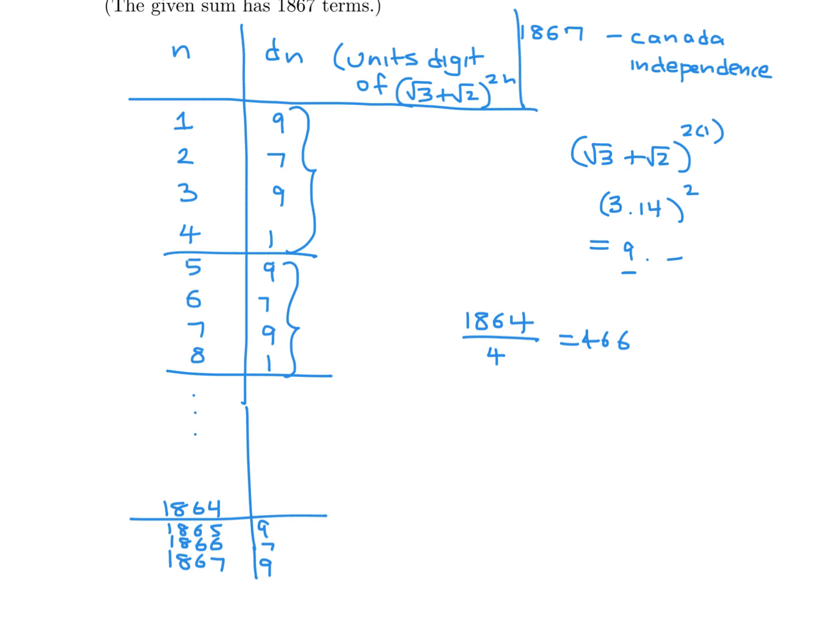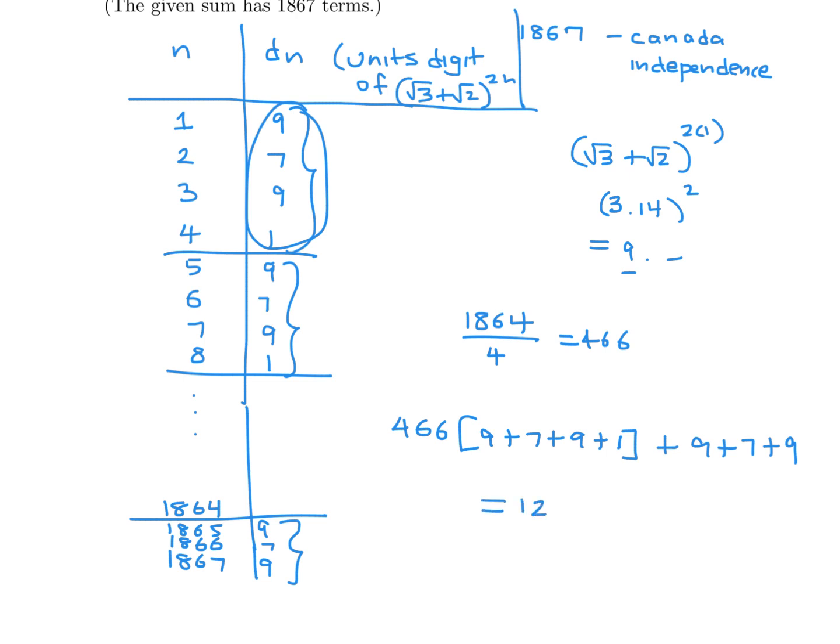Okay, so it shouldn't be that hard. We're going to have 466 of these groups, so 466 times a 9 plus a 7 plus a 9 plus a 1. And then we're going to have these 3 left over, so a 9 plus a 7 plus a 9. And that all totals 12141. And that is the answer.